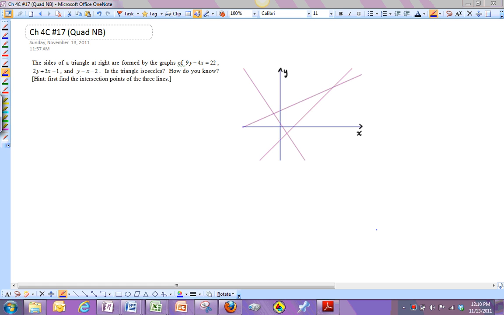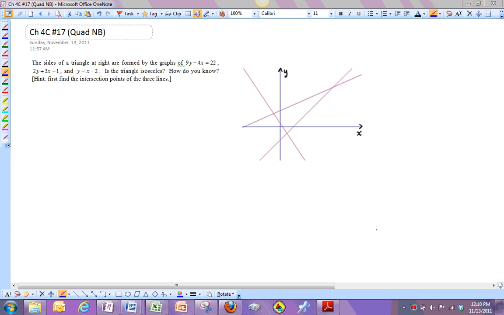Okay, so we're going to try chapter 4C number 17, which is a long problem. It's not a hard problem conceptually, but it is long. So this is going to go in your quad notebook, so make sure you're copying this in. It's also going to be on the test, so make sure that you understand the process. We'll practice it one more time in class as well, and if we have more time, we'll practice it a second time.